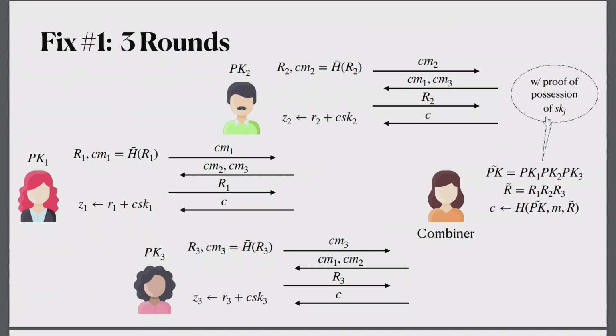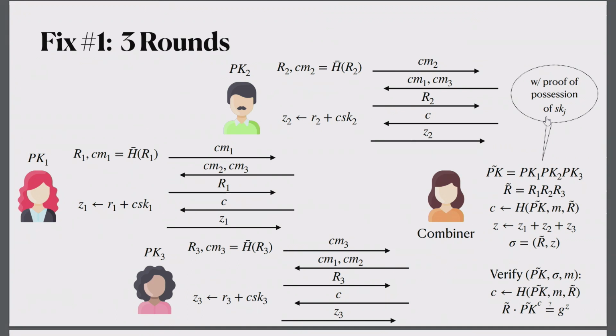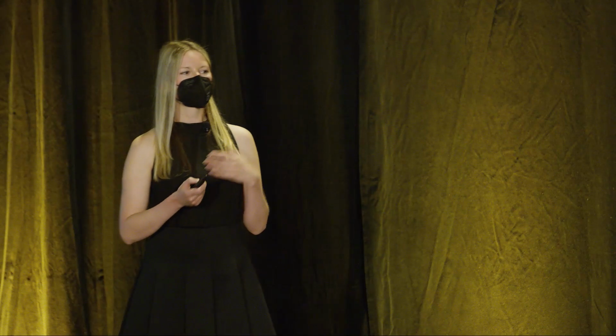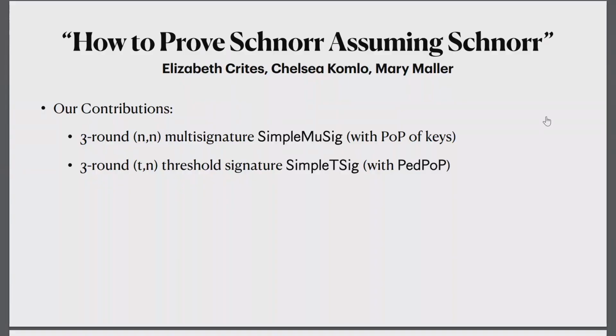So here again, the combiner computes the aggregate public key and aggregate nonce, multiplying everything together, and sends the value c to each of the parties, and then they compute it just like regular Schnorr. And the verification is exactly the same. This is actually one of the contributions that we made in this work: to consider a 3-round multi-signature, SimpleMuSig, which includes proofs of possession of the keys, and also a 3-round threshold signature, SimpleTSig, which incorporates the PedPoP distributed key generation protocol that was part of FROST.